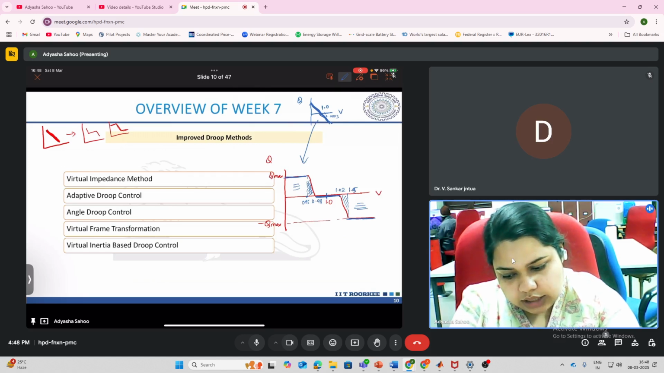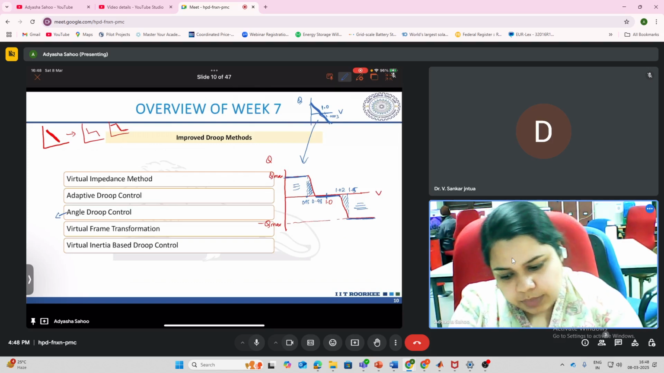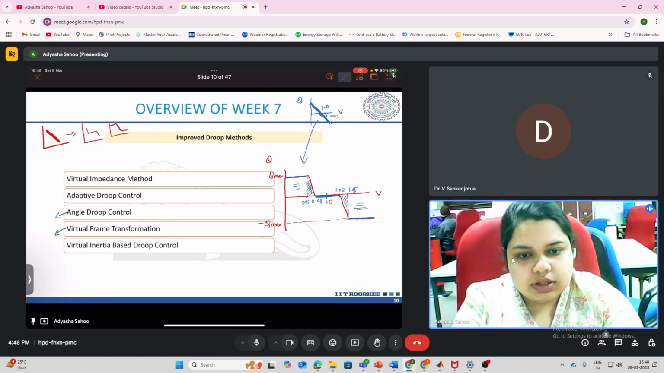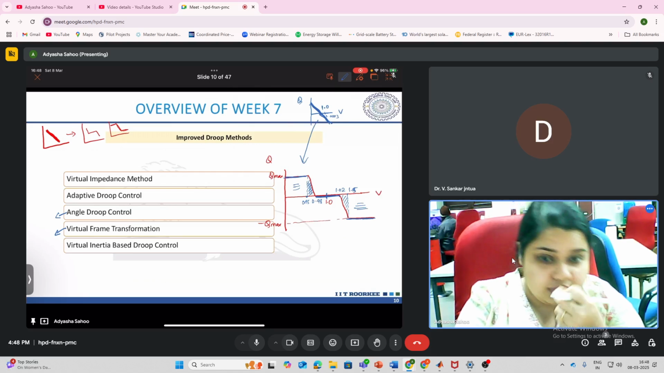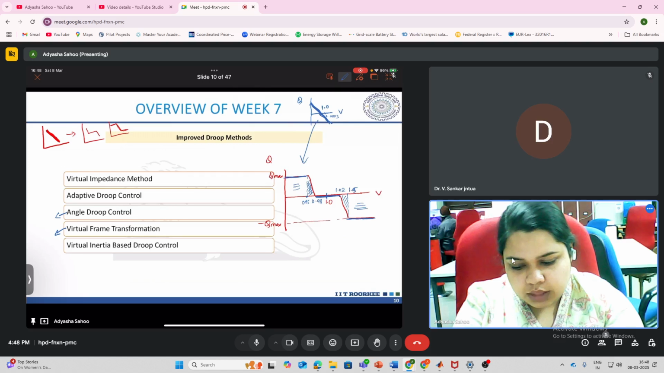So similarly, angle droop means here you have P and V basically. Now virtual frame transformation. So here basically we convert the phase ABC quantities to their direct and quadrature axis frames, the DQ frame. It basically helps in simpler calculations and understanding. Then virtual inertia based droop control.